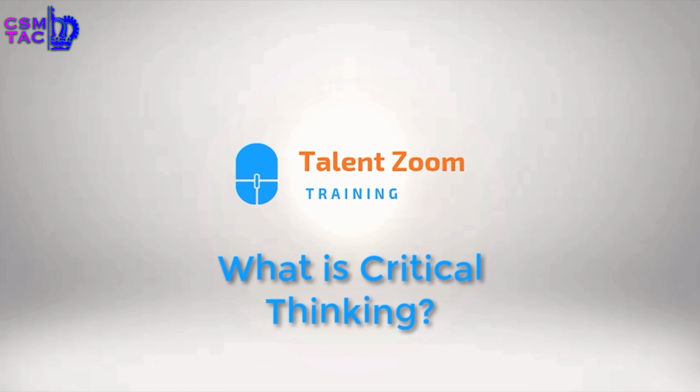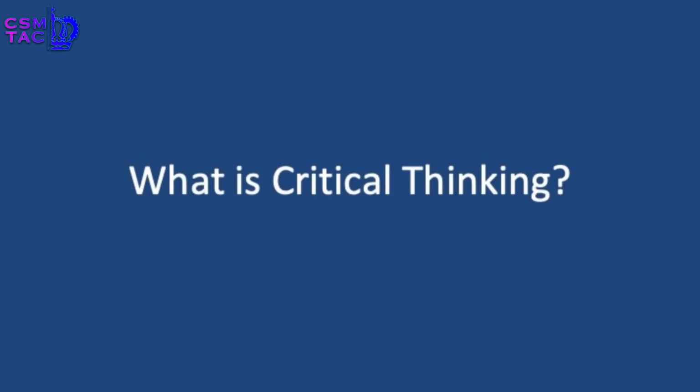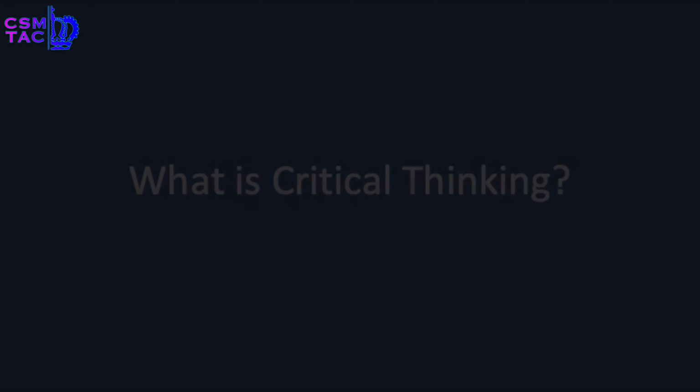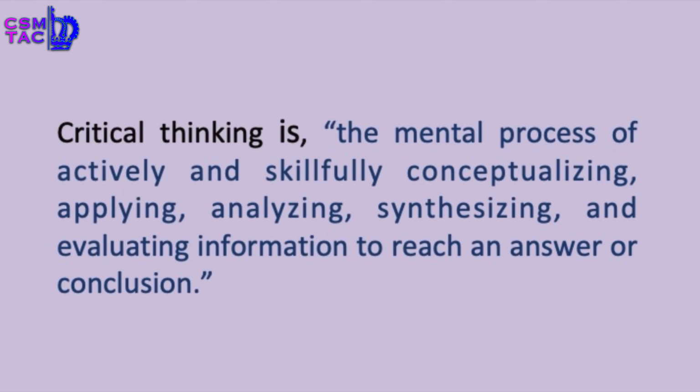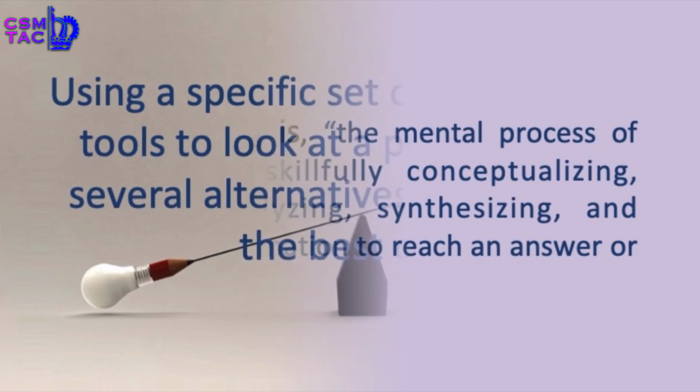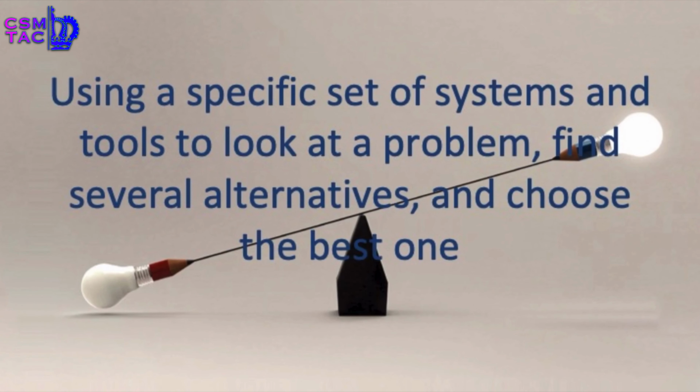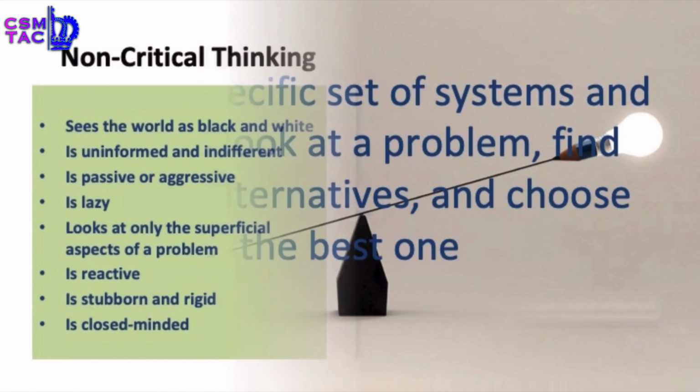So, what is critical thinking? According to the 21st Century Lexicon, critical thinking is the mental process of actively and skillfully conceptualizing, applying, analyzing, synthesizing, and evaluating information to reach an answer or conclusion. In other words, it's about using a specific set of systems and tools to look at a problem, find several alternatives, and choose the best one. In order to understand critical thinking, let's compare it to non-critical thinking.